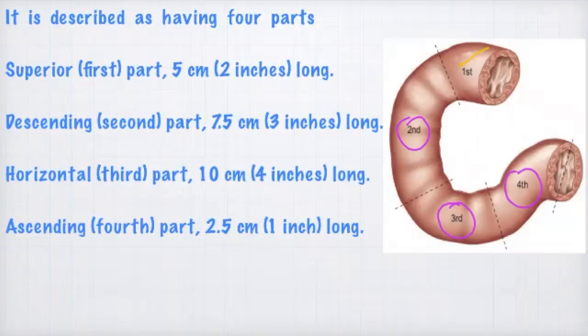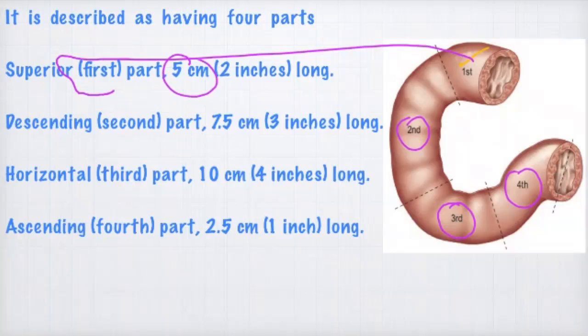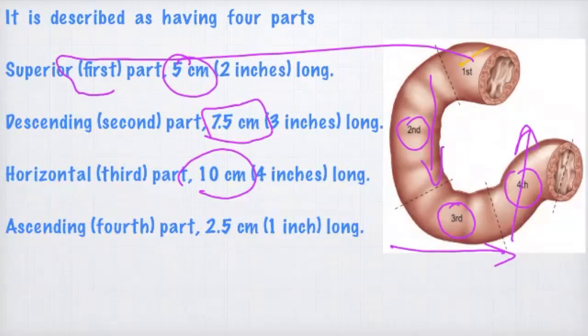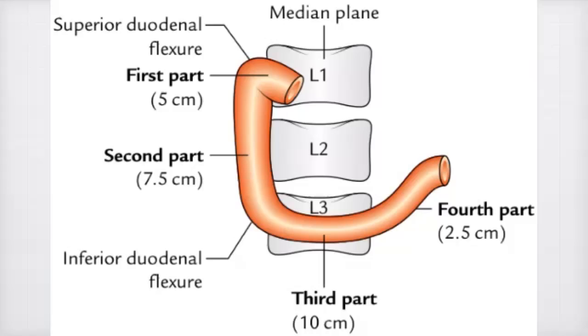The first part is called the superior part, which is 5 centimeters, and the second part is the descending part, which is 7.5 centimeters, and the third part is the horizontal part, which is 10 centimeters, and the fourth one is the ascending part, which is 2.5 centimeters, right? So total 25 centimeters, right?